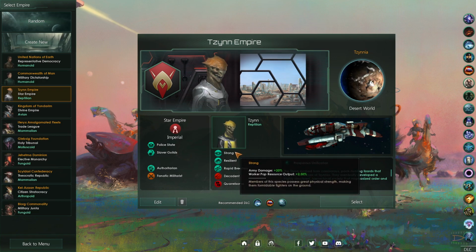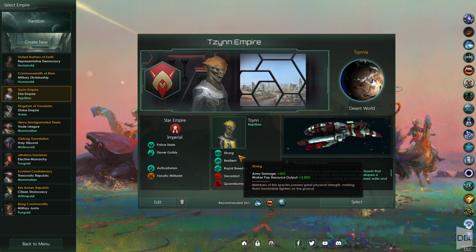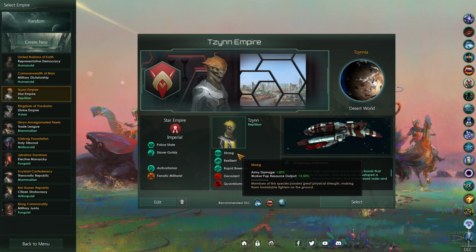There are some things I just don't connect with. Didn't get converted until 92. Strong. They have army damage plus 20.